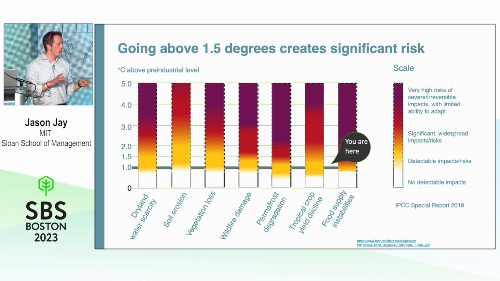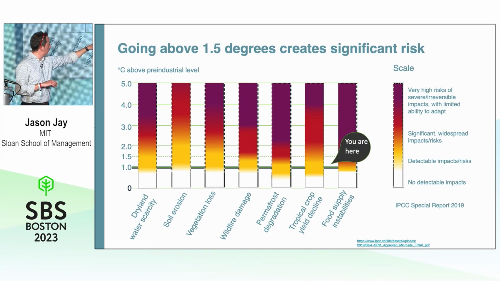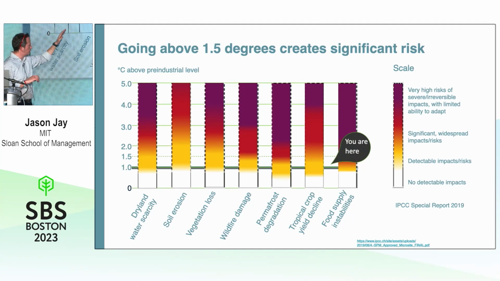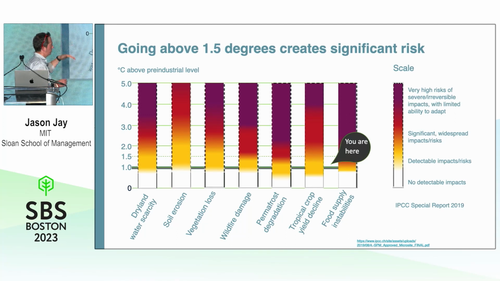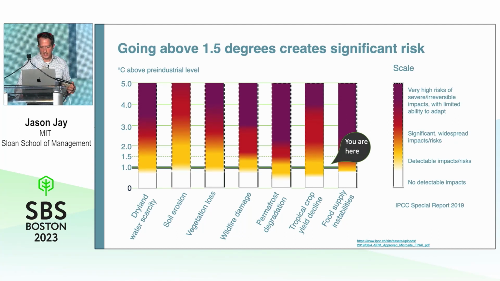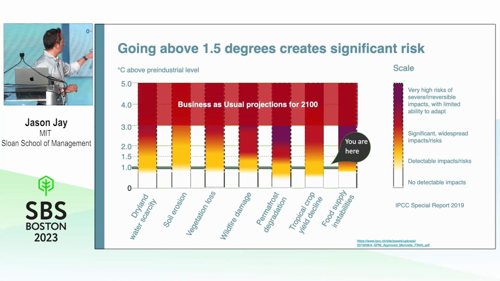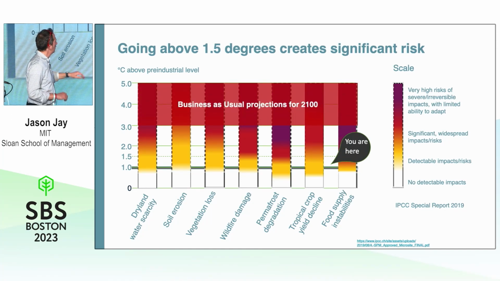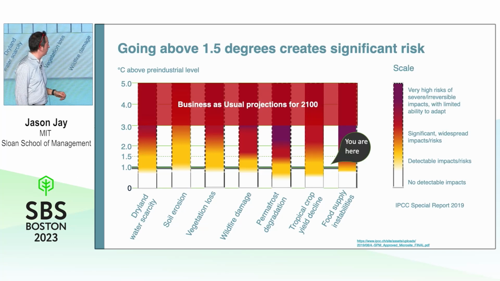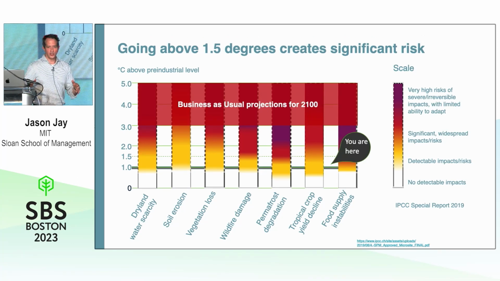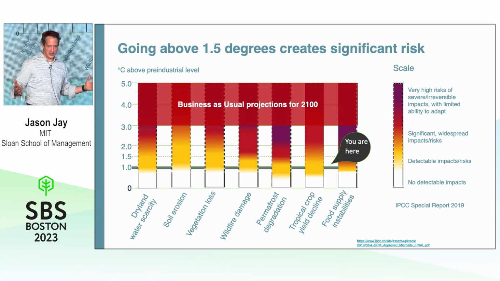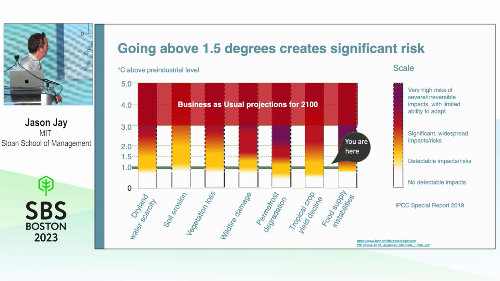As a result of that, we have detectable impacts and risks across a variety of different categories, from wildfires in California and Australia to food supply instabilities, creating the conflict in Syria, to water scarcity in India and South Africa. So you can read the headlines. And business as usual projections take us up here into this zone of very high risks of severe irreversible impacts with limited ability to adapt. Scientists don't like to use words like catastrophe, but that's about as close as they come.